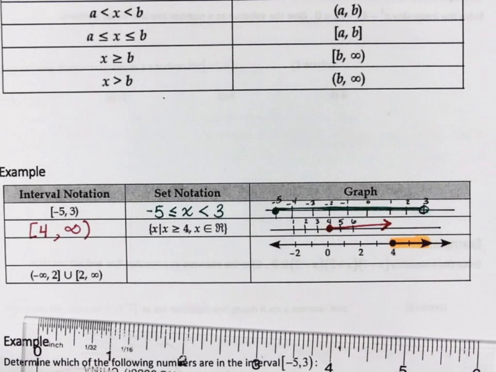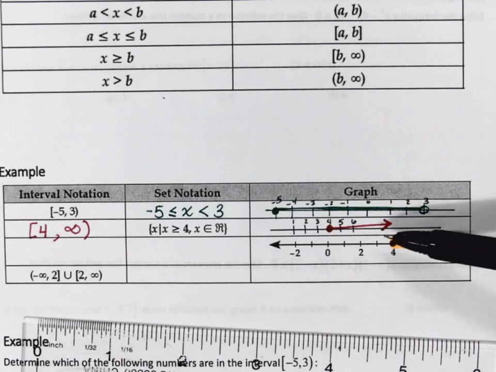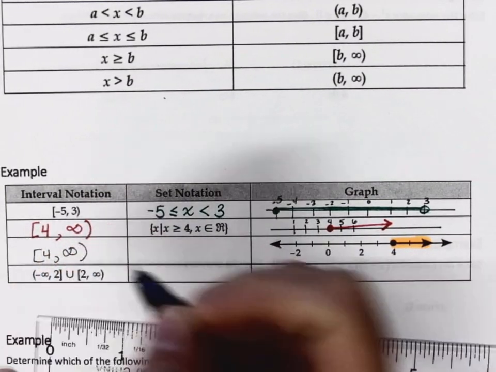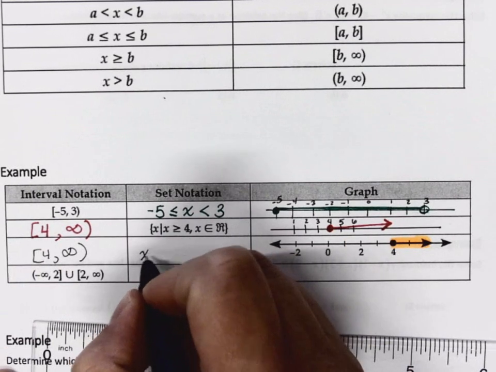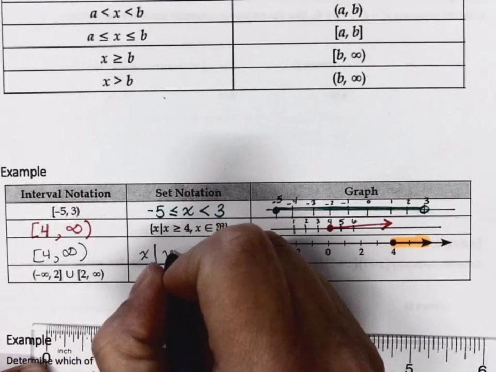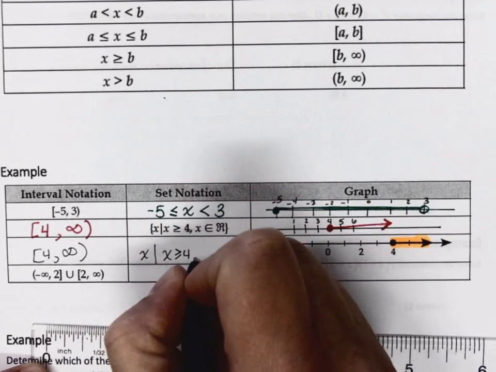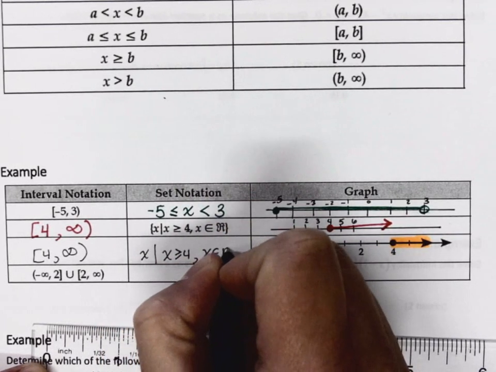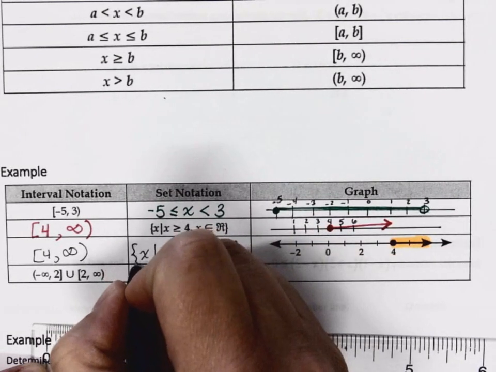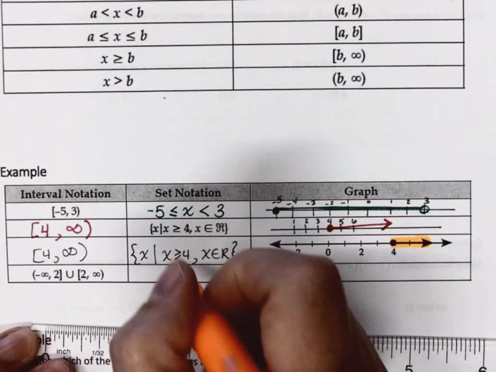So this is the same as this one. So exact same thing. So we're going to have 4 headed to infinity, and we're going to have x. So we're defining the variable there. We're talking about the x. So x is greater than or equal to 4. So we're saying it can be any number. Really, the domain statement is just this right here.